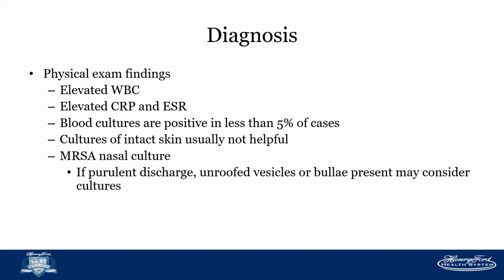If there is a purulent discharge, like an abscess or a furuncle or carbuncle or a bullous cellulitis, we would recommend that you try to get cultures. So unroof a vesicle, or if there's anything draining, clean the skin around the area and express the pus and culture it. And oftentimes when we do that, we're able to isolate an organism and be able to narrow and target our therapy to that particular organism.